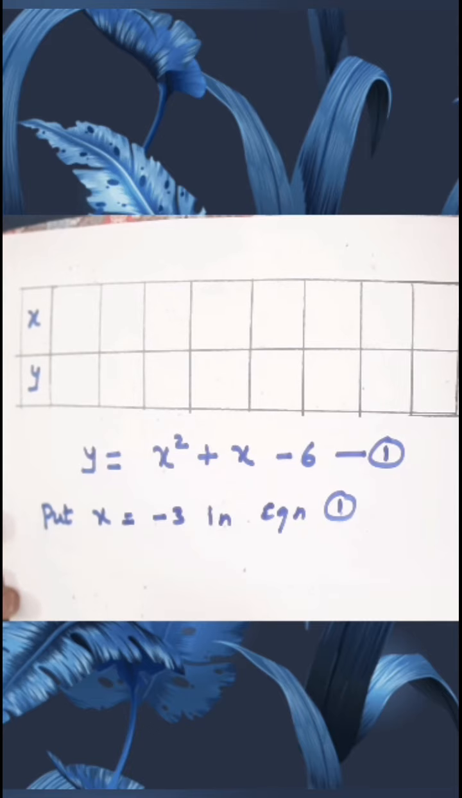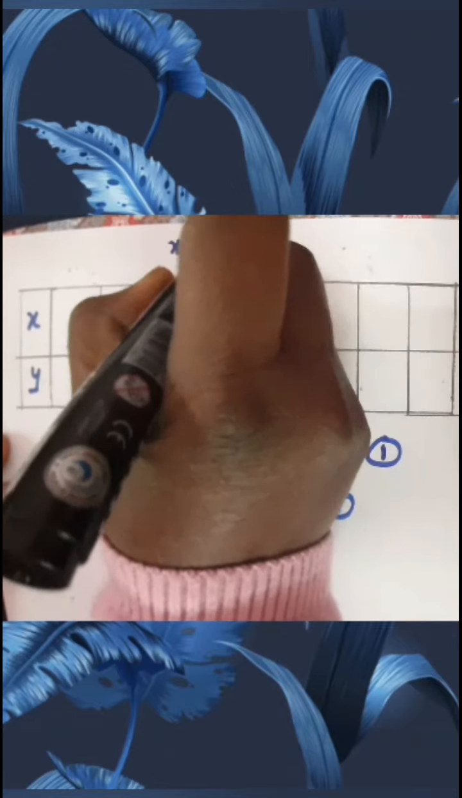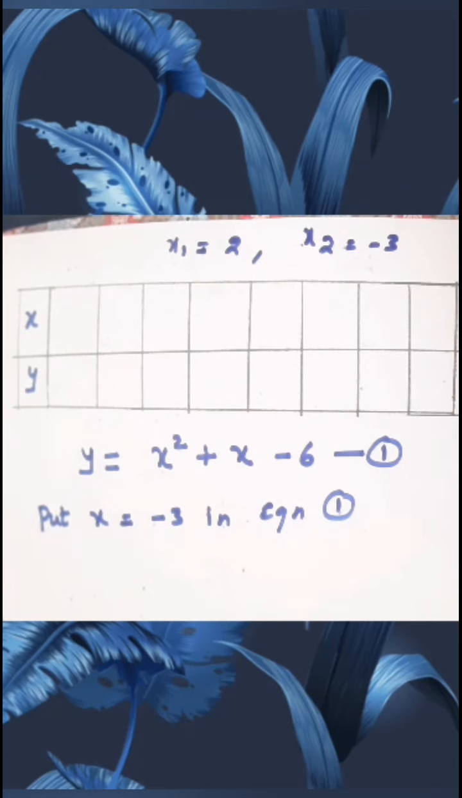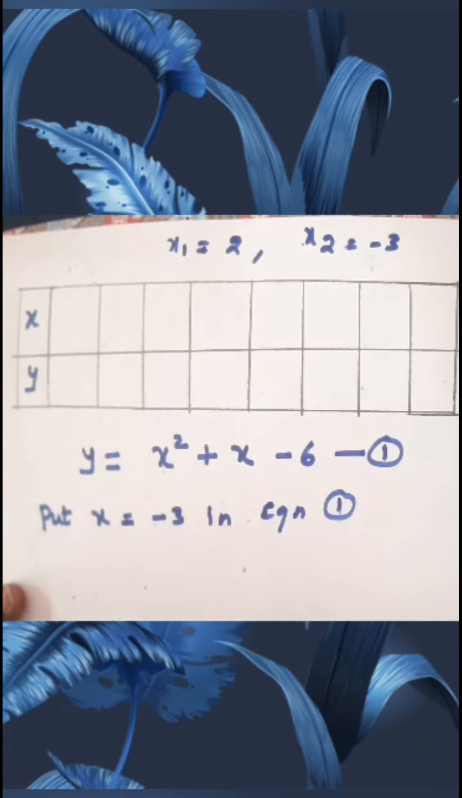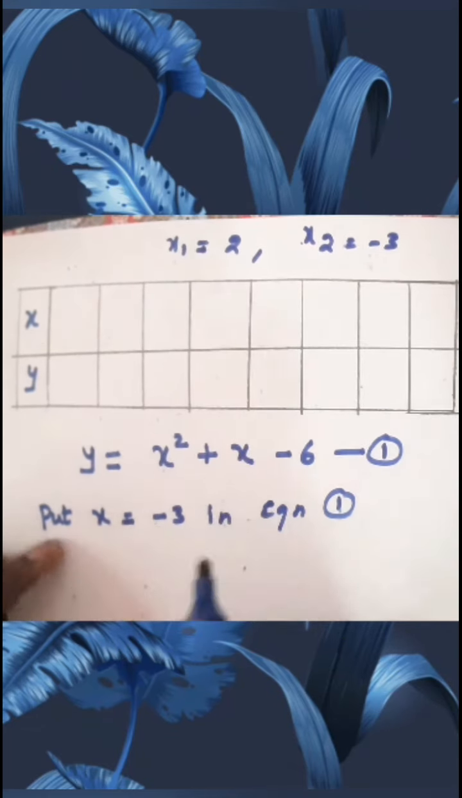You can select any values, since x1 is equal to 2 and x2 is equal to negative 3. It's better to plot the point between 2 and negative 3. You can take any points between 2 and negative 3. Okay students, now I'm going to put the first step. I'm going to put x is equal to negative 3 in this equation 1.